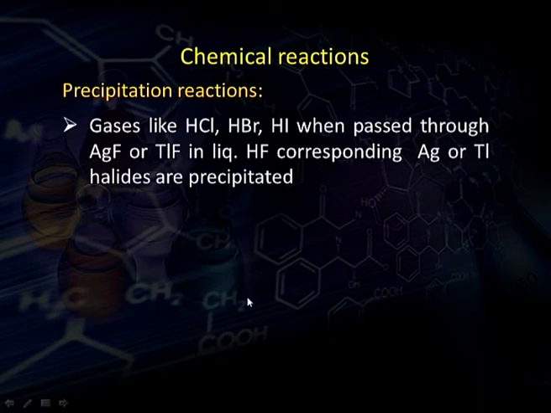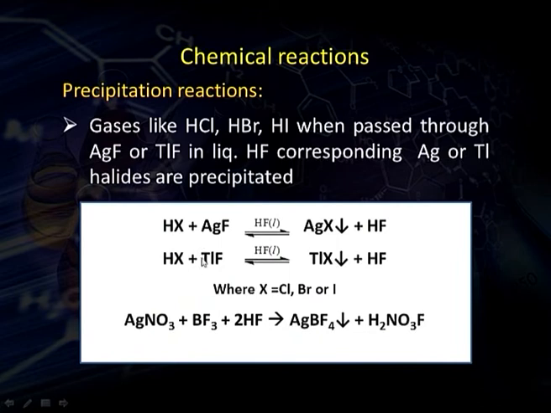Gases like HCl, HBr, HI when passed through AgF or TlF in liquid hydrogen fluoride, the corresponding silver or thallium halides are precipitated. As we have here HX plus AgF in liquid HF, a precipitate of AgX is formed, and when this HX, which can be HCl, HBr or HI, reacts with thallium fluoride in liquid HF, a precipitate of TlX will be formed.